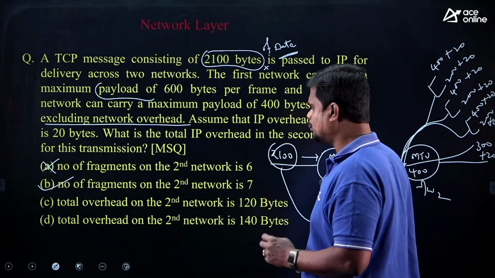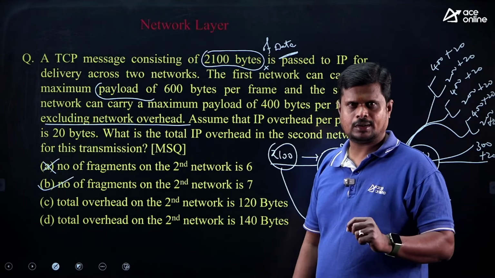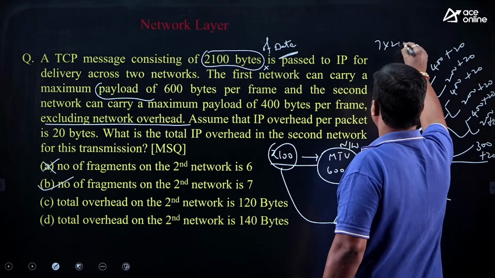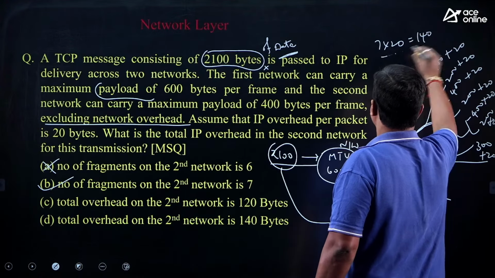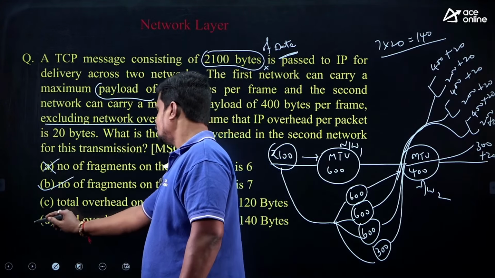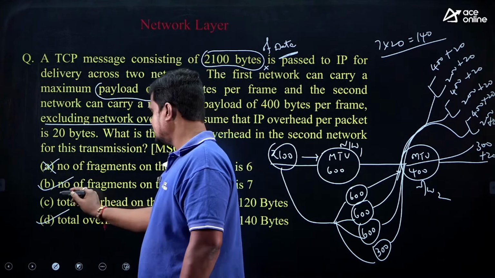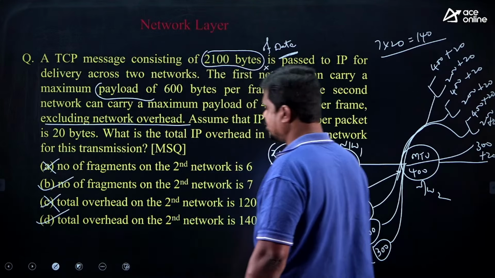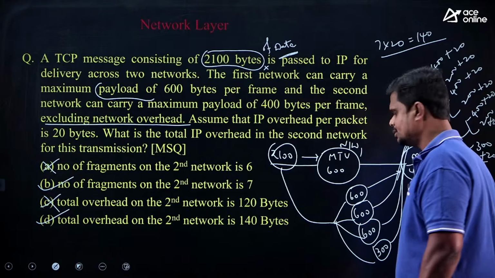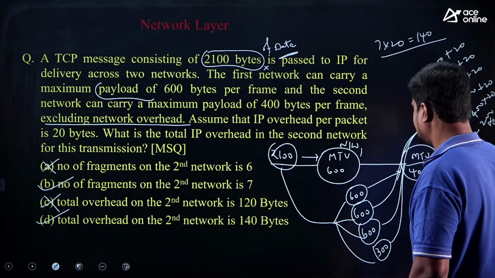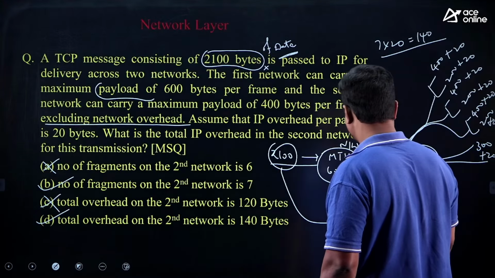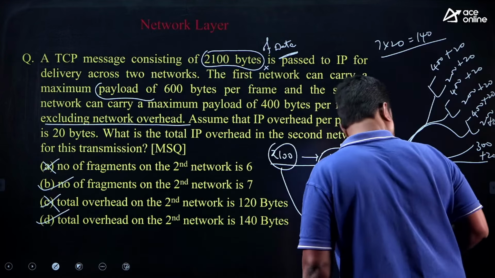So every fragment is having 20 bytes of overhead. So what is the total overhead you are having? 7 into 20, which is coming to 140. So 140 bytes is the total overhead. This is also correct, but 120 is not correct. So overall, option B and option D is the answer for this question. Okay, I hope you are clear with this explanation. Right, so now we are moving to the next question.